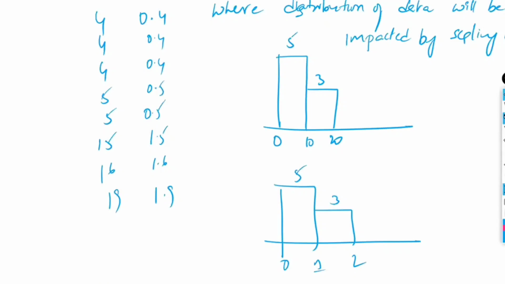Whether the distribution of the data will be impacted by scaling is the question. Answer is no. It is not going to change. What is meant by distribution of the data? Distribution is nothing but the histogram. It is asking whether the histogram will change or not. Magnitude changes, but the histogram will not change. Histogram will remain the same.